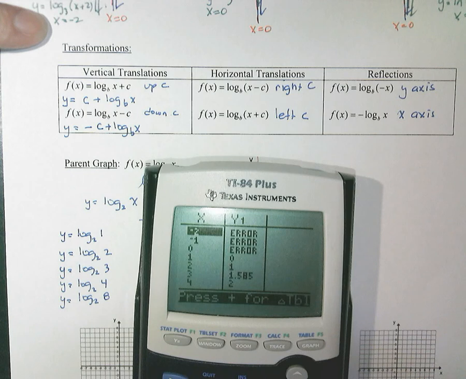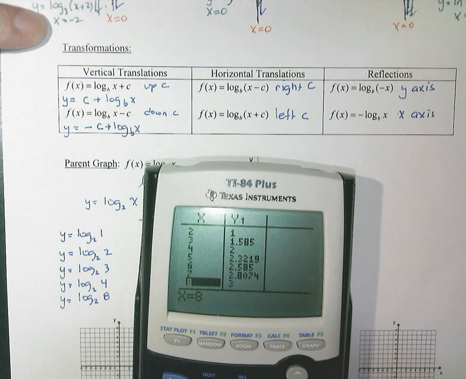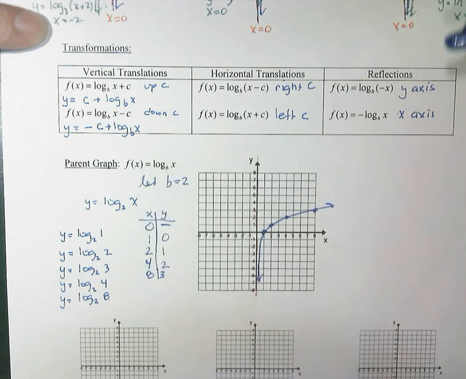I can go to my table of values and I can see I've got errors. I cannot go below 0, and it gives me all the numbers that I just created. So if log base 2 of 8 equals 3, the next number that's going to be an integer should be 16. There it is. Because log base 2 of 16 equals 4, or 2 to the 4th power equals 16.